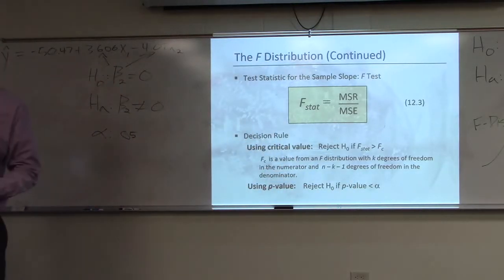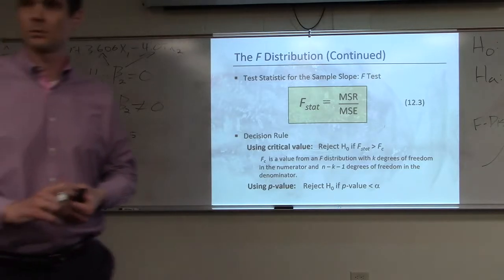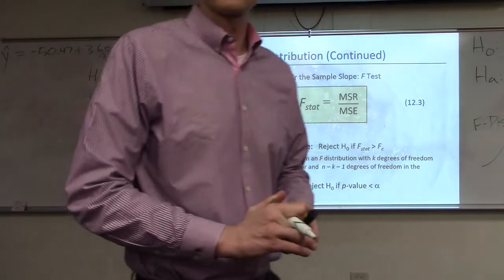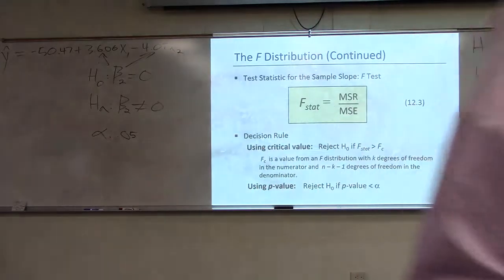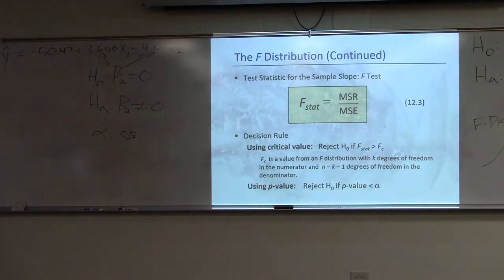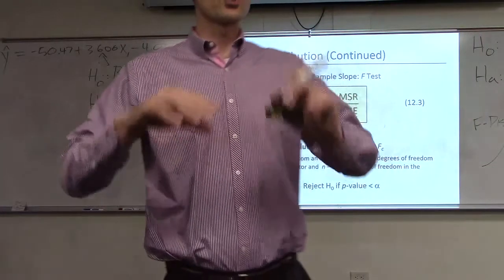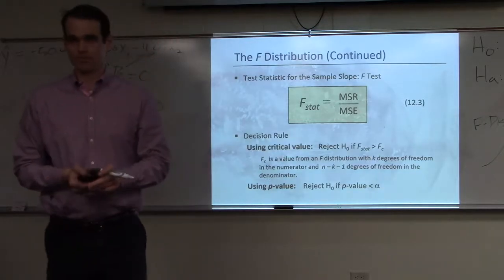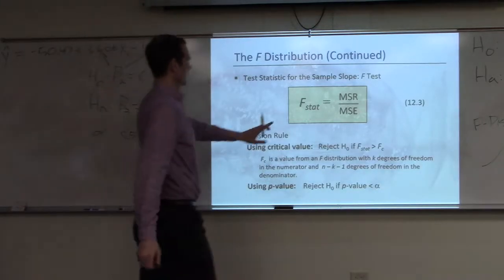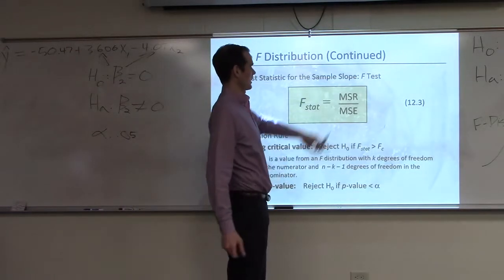Is the degrees of freedom always the number of independent variables? Yes, in the numerator, it's k, which is the number of independent variables. That is your numerator degrees of freedom.